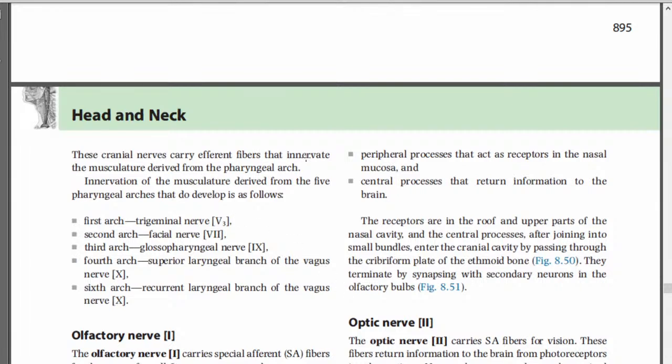These cranial nerves carry efferent fibers that innervate the musculature derived from the pharyngeal arches. Okay, the innervation of this musculature derived from the five pharyngeal arches develops as follows.